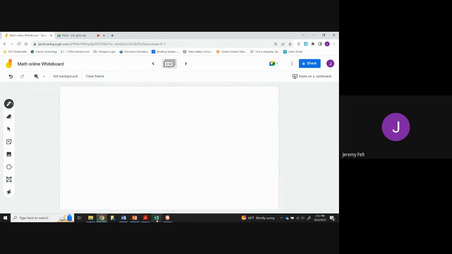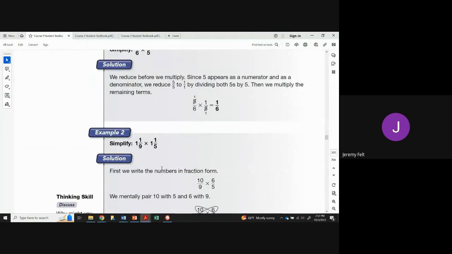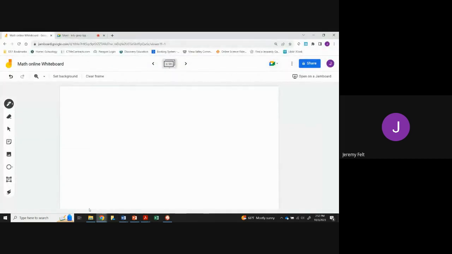If we look at example 2, a concept we just talked about a few lessons ago is we need to convert to improper fractions, and then we can multiply them. So again, if I have 1 and 1/9 times 1 and 1/5, 1 times 9 is 9, plus 1 is 10. 1 times 5 is 5, plus 1 is 6.